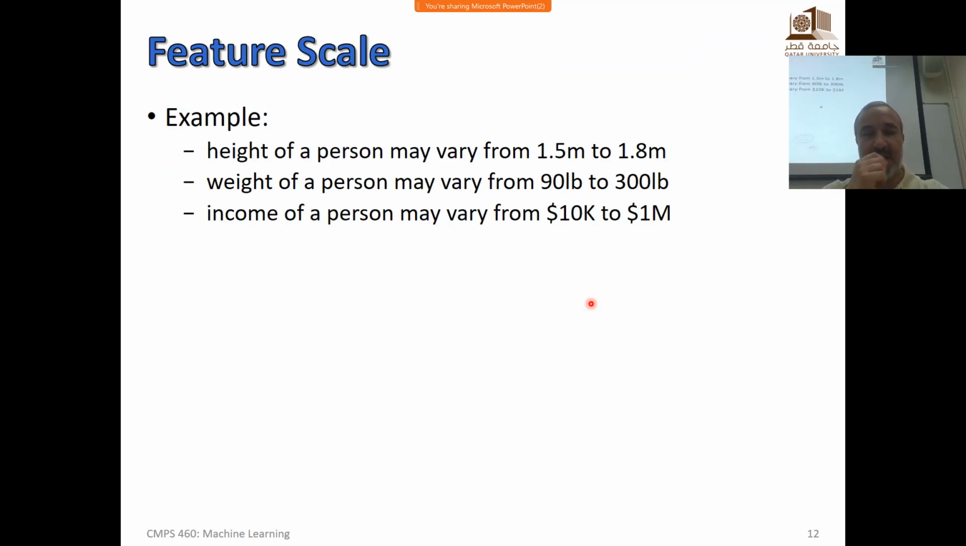Now let's look at another example, another issue. Let's say that we want to classify people, maybe if they are healthy or not. Just assume that for now. Given 3 features: height, weight, and income. Height goes from maybe 1.5 meters to 1.8 or maybe 2. The weight goes from 90 pounds to 300 pounds. Income goes from 10K per year to maybe 1 million per year. Okay? So you see here that the ranges are different, right? The scale of the values is different. Here we're talking about very small values. Here we're talking about very large values, right?